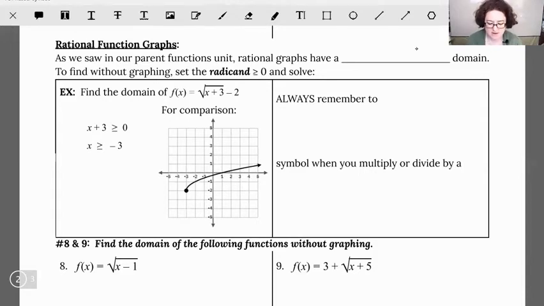So looking at our example graph, find the domain of f of x equals square root of x plus 3, minus 2. Well, keep in mind that plus 3 is really moving our graph to the left 3 units from the origin, and the minus 2 is moving it down 2. And so it starts at a very specific point at negative 3, negative 2. But I don't have anything to the left of that graph. So I can't use every single real number on this.